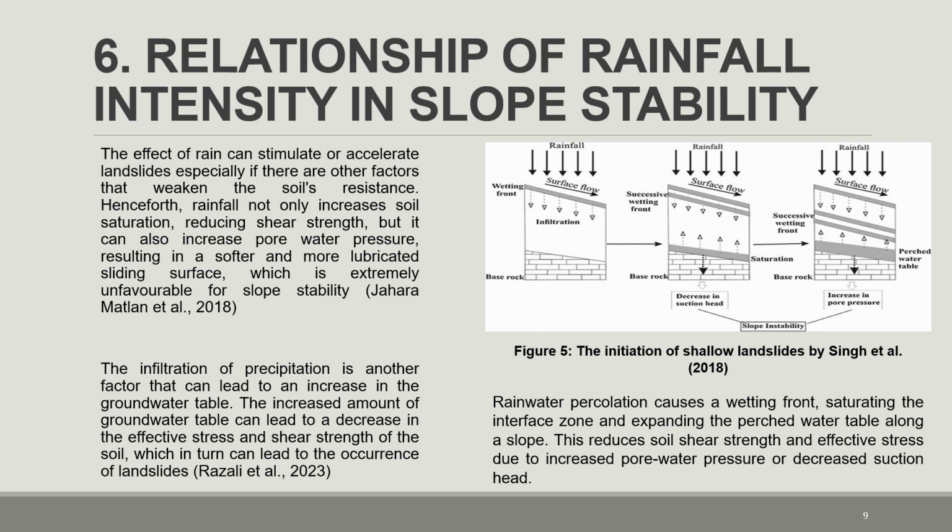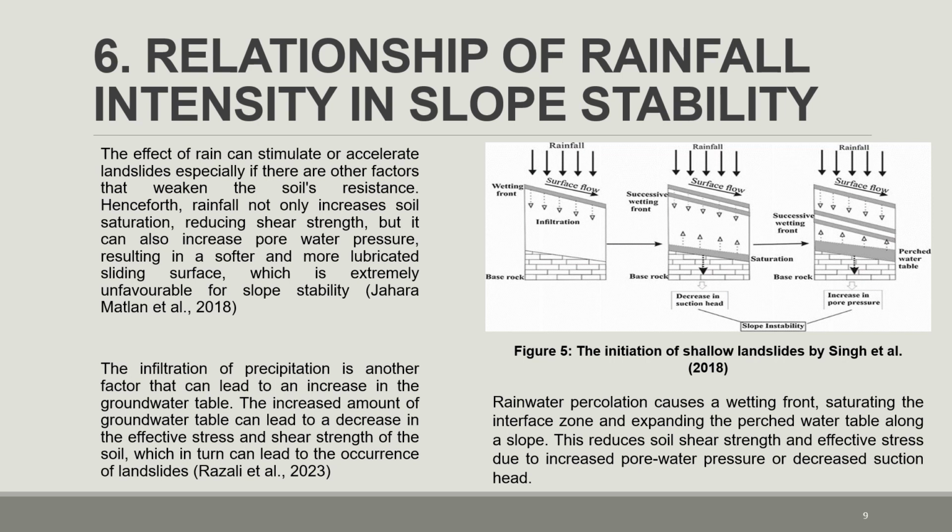The infiltration of precipitation is another factor that can lead to an increase in the groundwater table. The increased amount of groundwater can lead to a decrease in the effective stress and shear strength of the soil, which in turn can lead to the occurrence of landslides, as highlighted by Razali 2023.